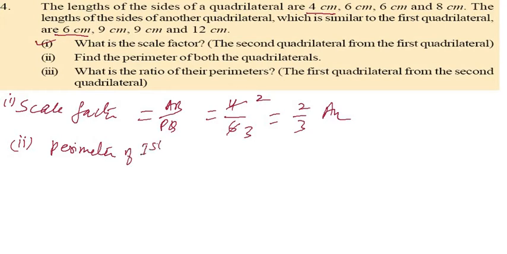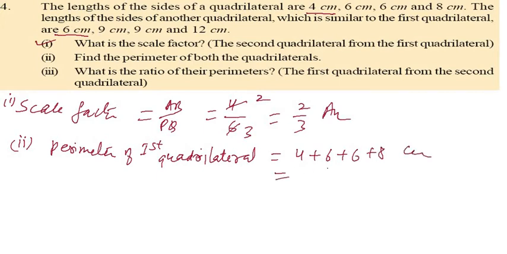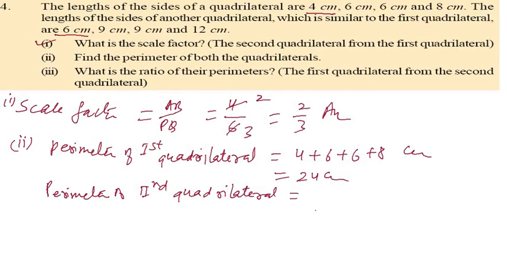Perimeter of the first quadrilateral is 4 plus 6 plus 6 plus 8 centimeters. So 4 and 6 is 10, 10 and 6 is 16, 16 and 8 is 24 centimeters. Now perimeter of the second quadrilateral is 6 plus 9 plus 9 plus 12. 6 and 9 is 15, 15 and 9 is 24, 24 and 12 is 36 centimeters. So that one is your answer.